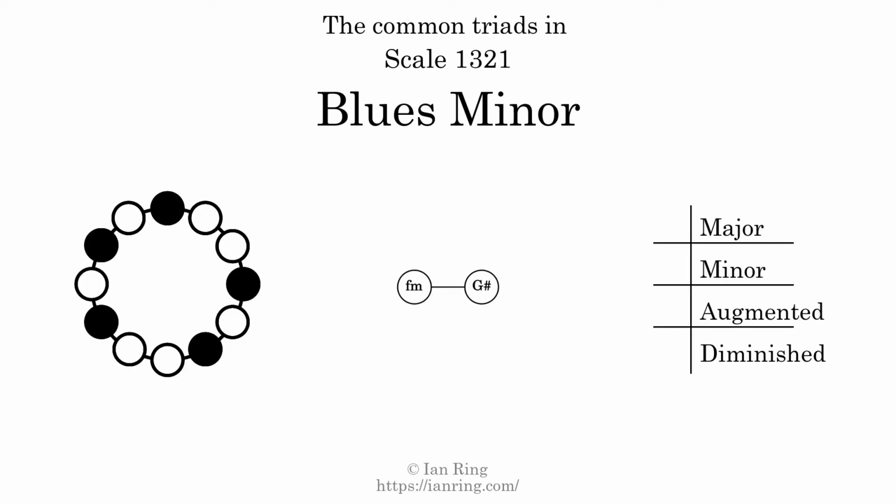The diagram in the center is a graph of parsimonious voice leading between triads. There is one major triad. There is one minor triad. There are no augmented triads. There are no diminished triads. Here is a Hamiltonian path of parsimonious voice leading that uses all the triads.